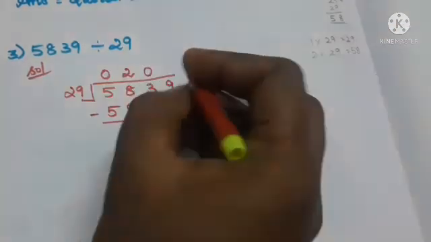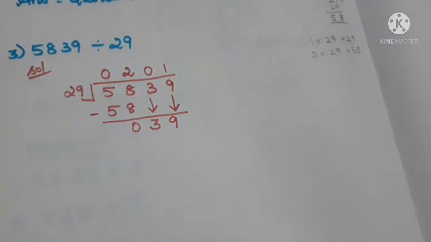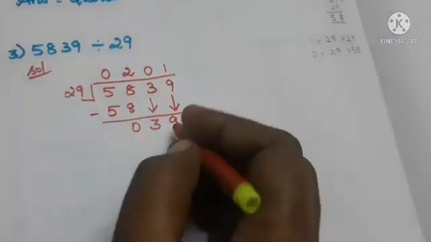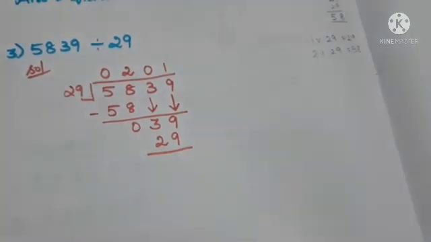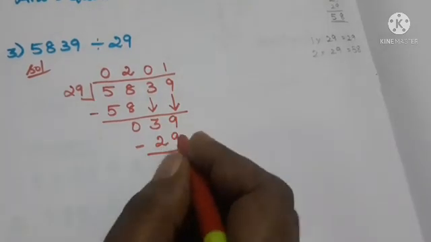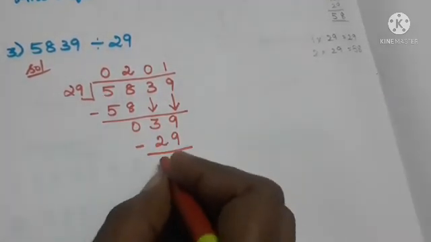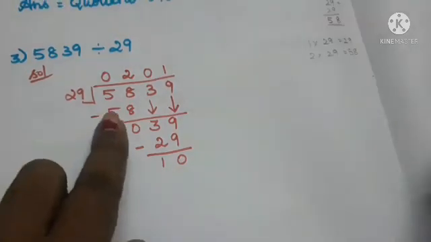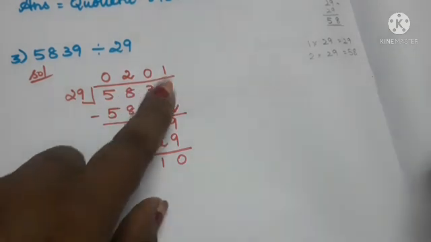So we can write 1 in the ones place value of the quotient. That is 1 into 29 is 29. That 29 we write down below the 39 and we can subtract now. 9 minus 9 is 0. 3 minus 2 is 1. So our remainder is 10 and our quotient is 201.